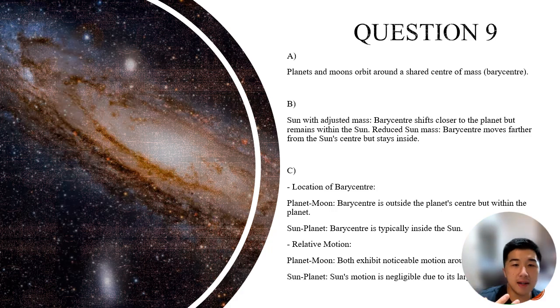C. Comparing the systems, the location of the barycenter in a planet-moon system is within the planet, but for a sun-planet system, it's inside the sun. Last one is the relative motion. In a planet-moon system, both bodies exhibit noticeable motion around the barycenter. However, in the sun-planet system, the sun's motion is negligible due to its large mass.